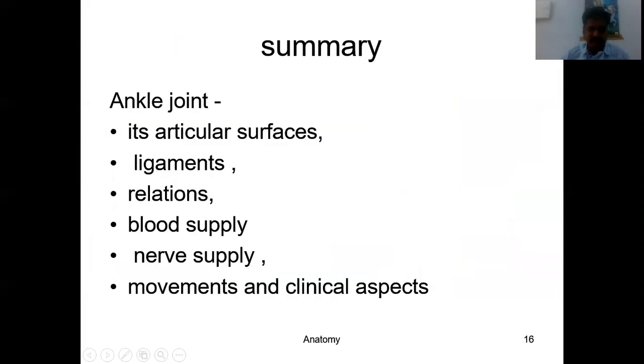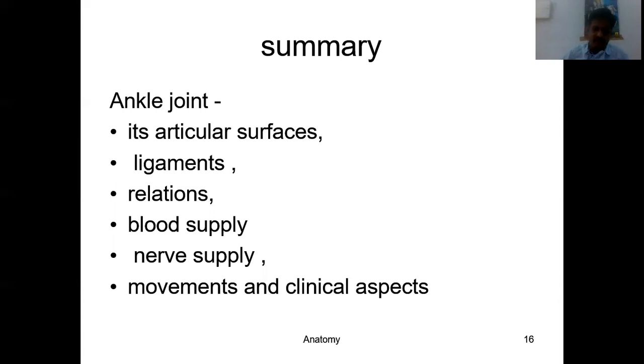To summarize, what is the ankle joint? For the articular surfaces, we have to describe the proximal and distal articular surfaces. We have the ligaments, mainly the medial collateral and lateral collateral. The medial collateral, otherwise called the deltoid ligament, is a very important short note. Then the relations of the joint, blood supply, nerve supply, movements and clinical aspects. In the clinical aspects, the ankle sprain is very important.